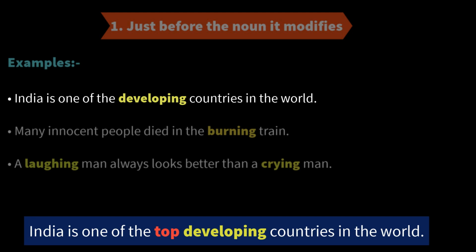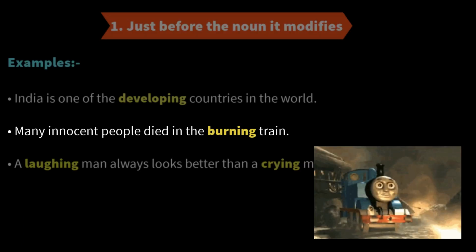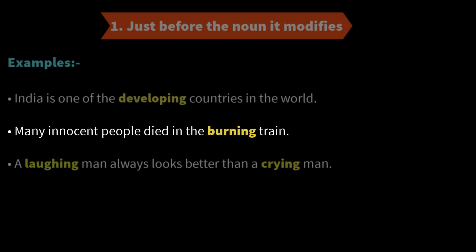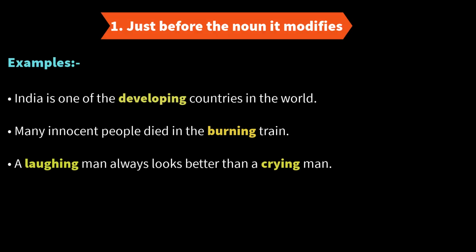All right, let's look at the next example. Many innocent people died in the burning train. What kind of train? Burning train. So here, burning is the present participle ending with ing, that's modifying the noun train. What kind of train? Burning train.